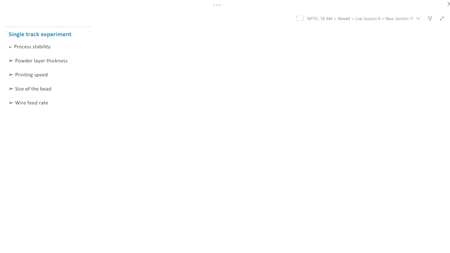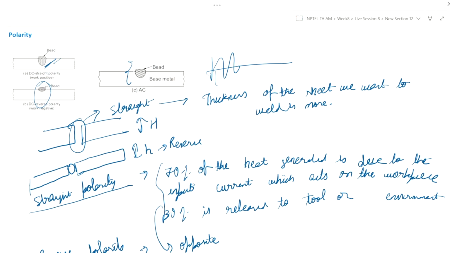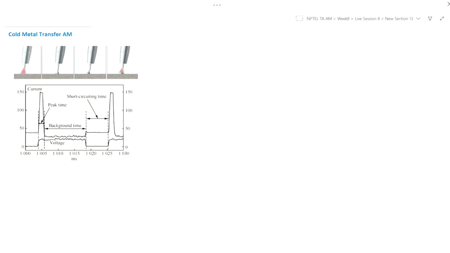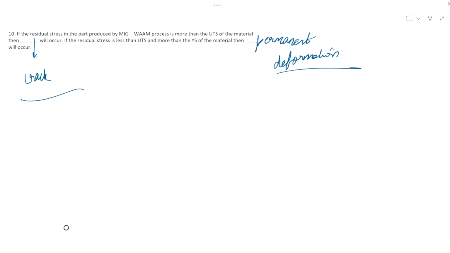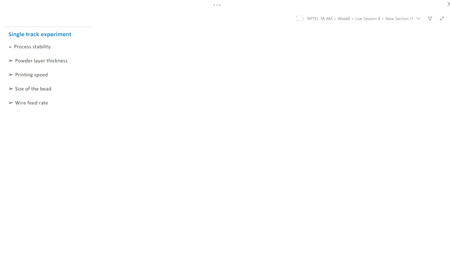Now next we have to discuss the single track experiment, and polarity we discussed. Cold metal transfer, this is very important, we'll again discuss this also. Residual stress we discussed, and finally we'll discuss a question on MIG welding based arc. So this is about the single track experiment. This is related to the previous question which is having a single bead.